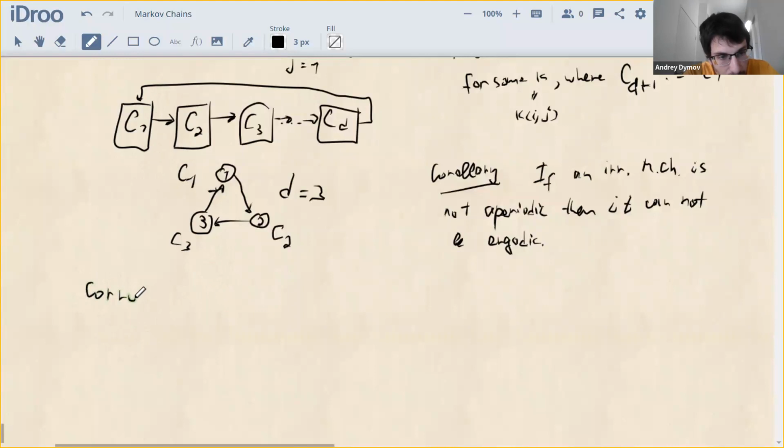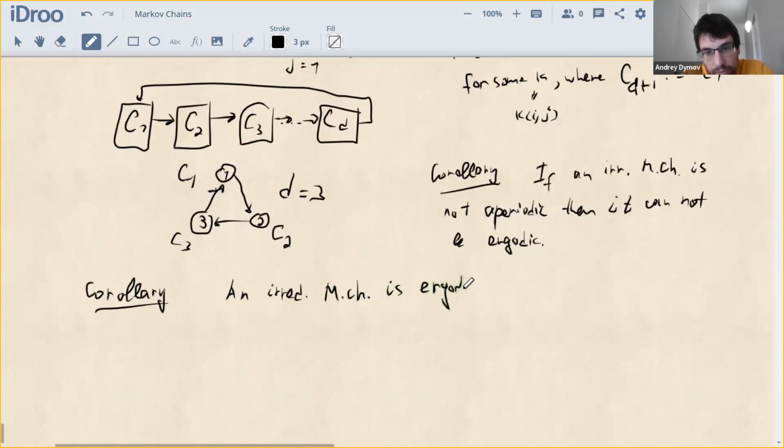So finally, we have the following corollary. An irreducible Markov chain is ergodic if and only if it is aperiodic.